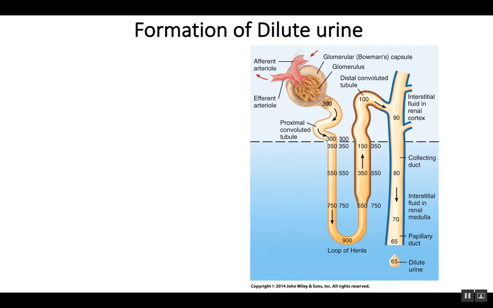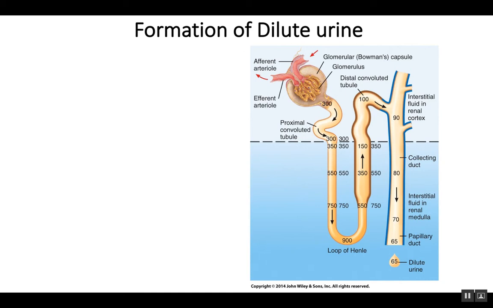What's going to happen, in order to get rid of some of this water, we need to make the tubule impermeable to water. So that helps keep water in the tubule. And if you keep water in the tubule and the collecting duct, more water gets eliminated in your urine. And we call that dilute urine. Dilute urine is that really, really clear urine when you're fully hydrated.